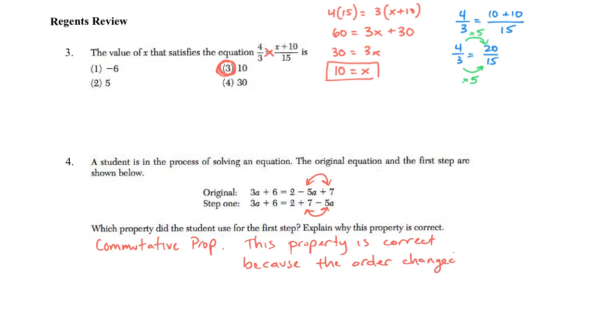I think they wanted you to state that because they didn't want you to just guess. There's not that many properties, commutative, associative. They didn't want you to just guess. So they wanted you to prove that you understood what was going on there.